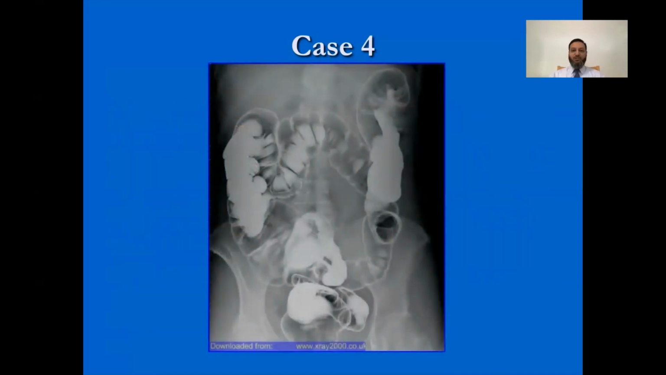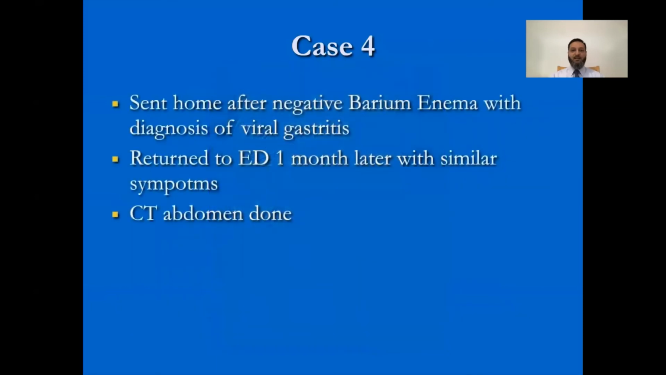So the initial diagnosis was possible intussusception based on his symptoms. So the barium enema was done, and this is what the barium enema showed, contrast going through the entire colon. So given the negative barium enema results, the patient was sent home from the ED with a diagnosis of viral gastritis. But he returned to the emergency department 1 month later with similar symptoms.